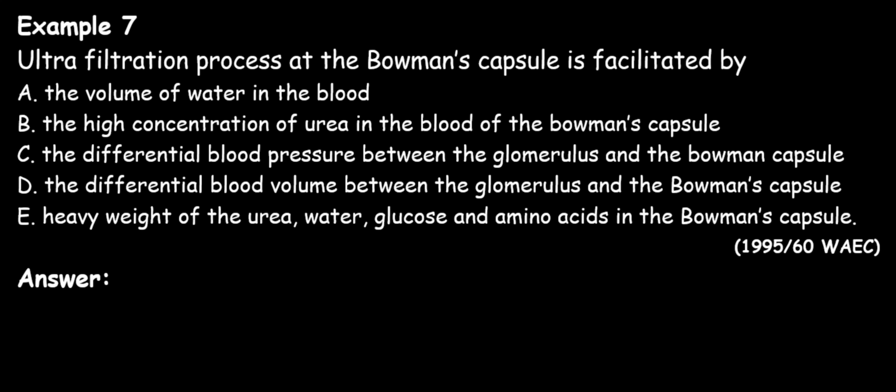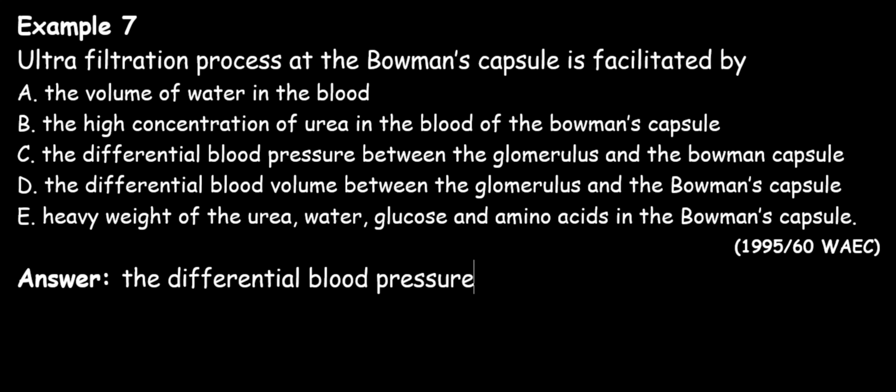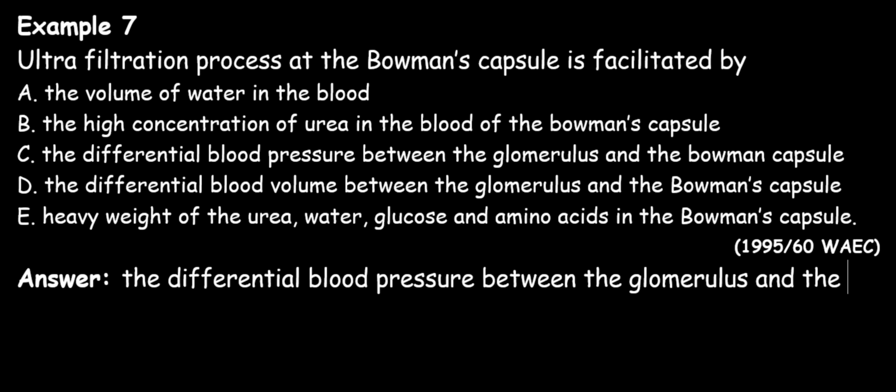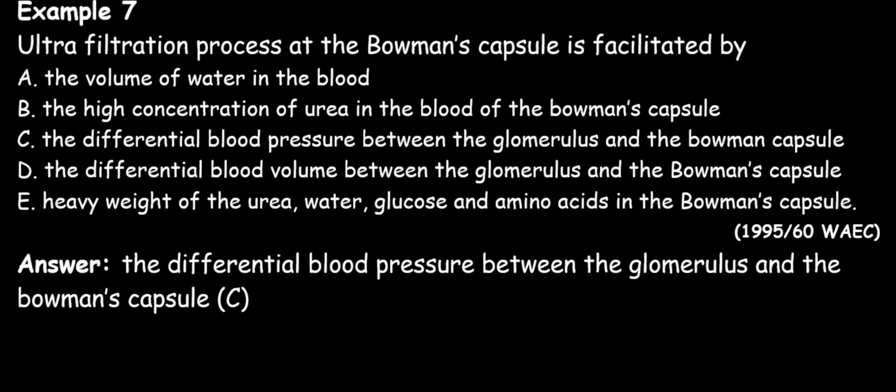The correct answer to this is C, as the ultrafiltration process at the Bowman's capsule is facilitated by the differential blood pressure between the glomerulus and the Bowman's capsule. This brings us to the end of our examples. Now we are going to be taking the exercises.